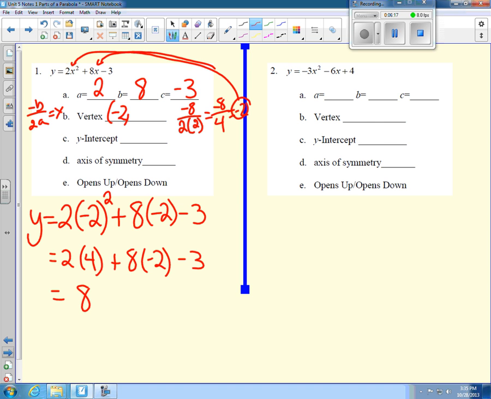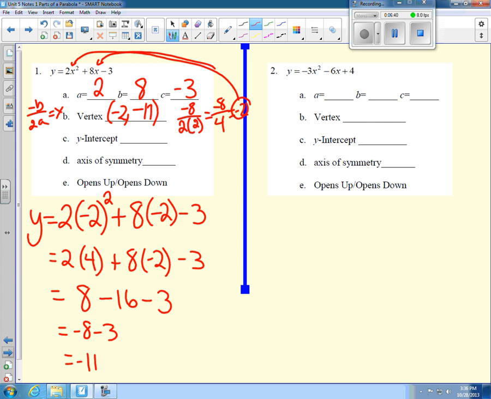2 times 4 gives us 8. 8 times negative 2 gives us negative 16, and a minus 3. 8 minus 16 is negative 8, minus 3 equals negative 11. So our second part, the ordered pair, is negative 11. So our vertex is negative 2, negative 11.